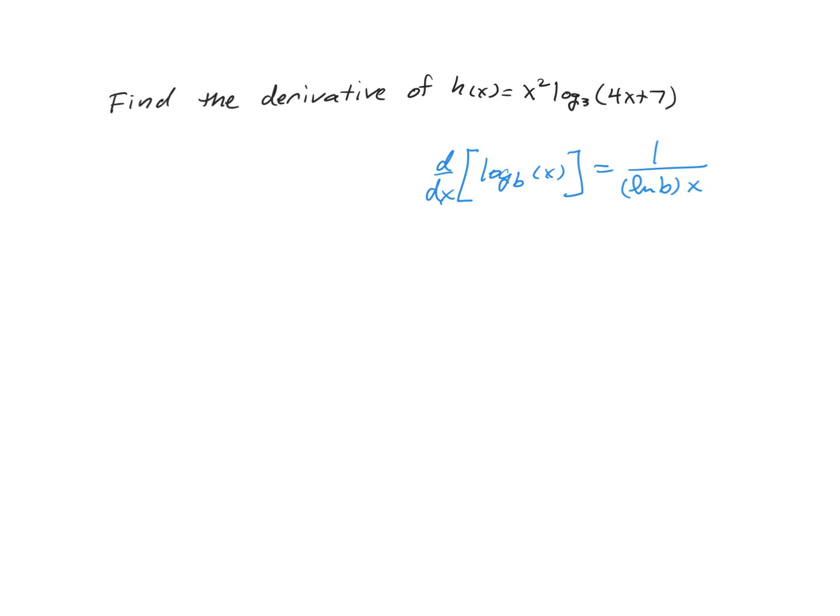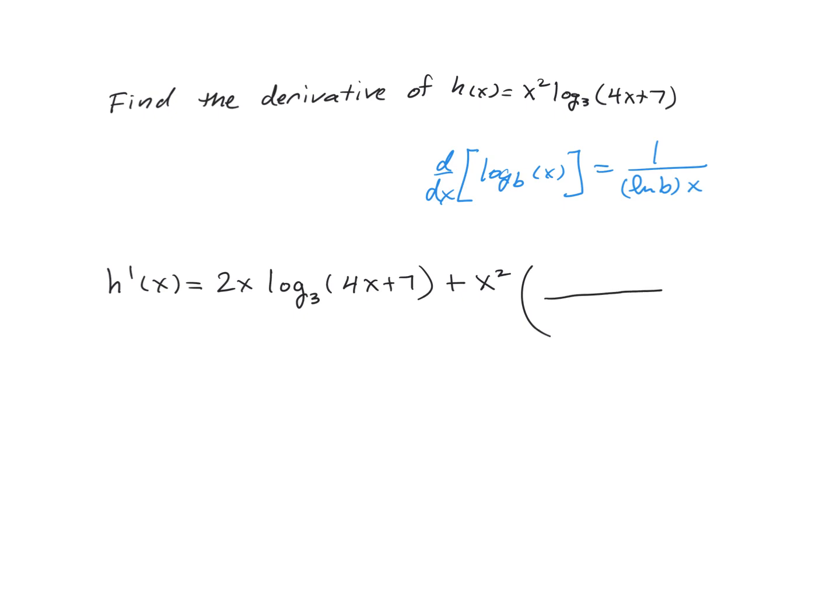So our h prime, if you look at it very carefully, is going to have a product rule because we have x squared times a logarithm. So in using that product rule, the derivative of x squared is 2x. And again, that's times the second, so that's log base 3 of the quantity 4x plus 7, plus the first, which is x squared, and now it's going to be times the derivative of that logarithm.